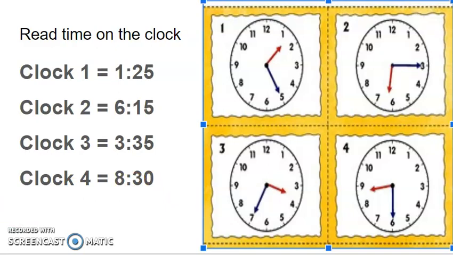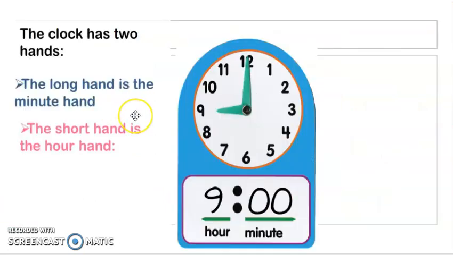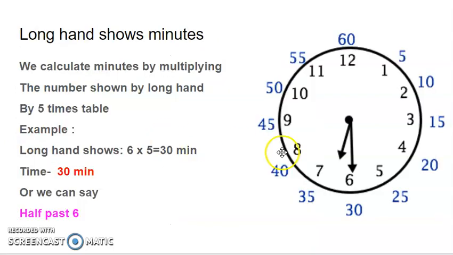So remember, whenever we are reading time, the short hand tells us hours and the long hand tells us minutes. And we will read the time in minutes by multiplying the number shown on the long hand by 5. So when the time is shown on the clock, we will read it.